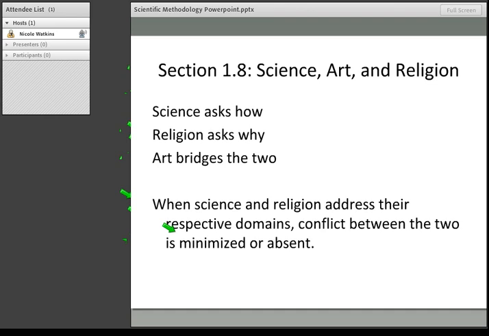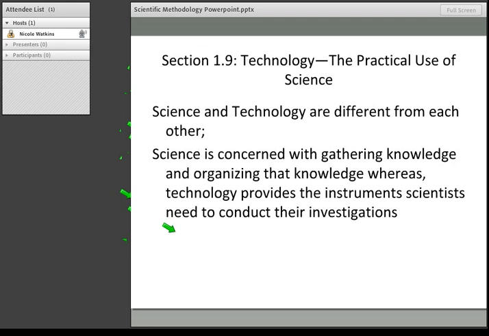So when science and religion address their respective domains, and we talk about this in module 4 with the Big Bang Theory, which talks about the creation of the universe, you're always going to see science and religion conflicting. The conflict between the two sometimes is minimized and sometimes it's absent, but it is there. But we have to respect each other's domains. Even when we talk about evolution, there's always that conflict with science and religion and evolution.